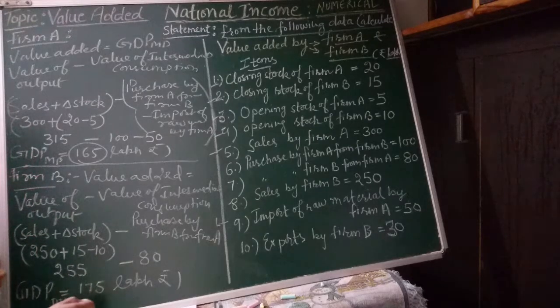So the GDP at MP by firm B is 175, and GDP at MP by firm A is 165 lakh rupees. So this was the second type of value addition method.